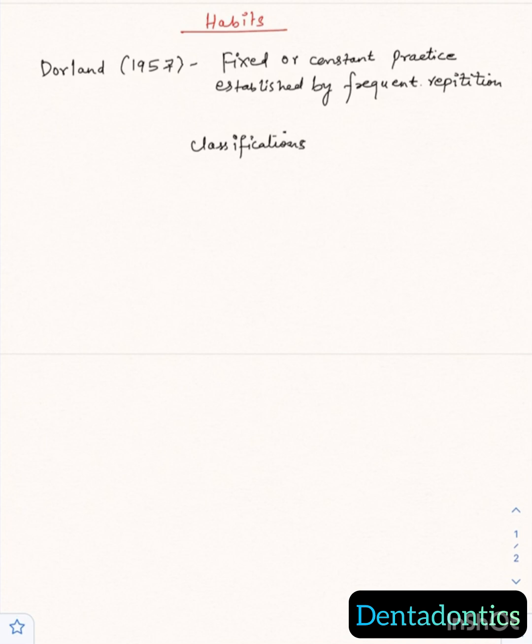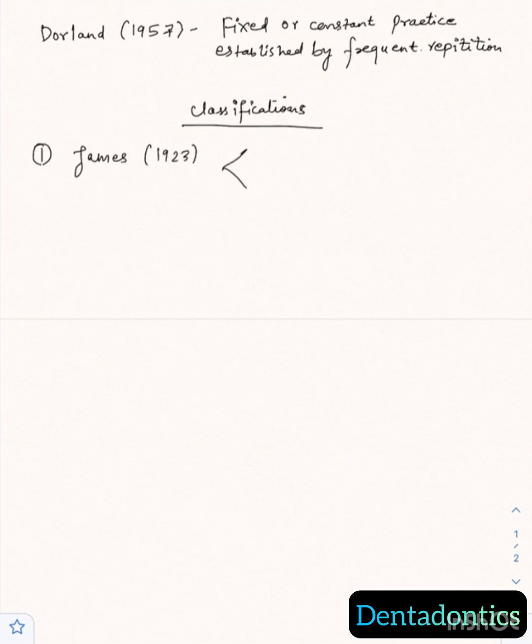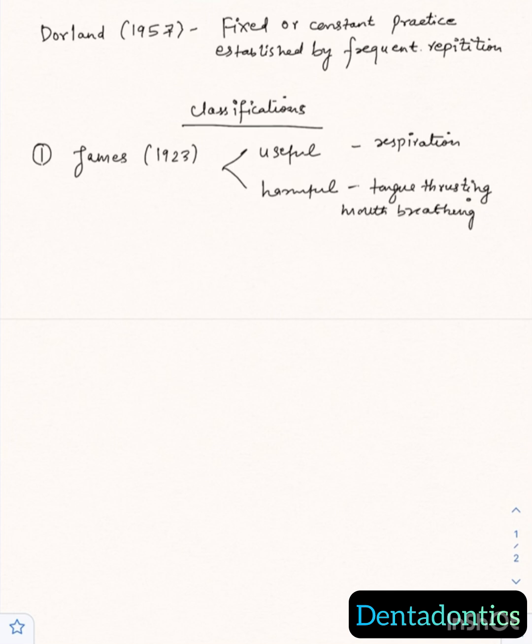So James in 1923 classified the habit into two categories, useful and harmful. Useful habits are those which are useful for the human body, like respiration and deglutition, and harmful habits are tongue thrusting and mouth breathing, which are harmful for our oral cavity or our body.